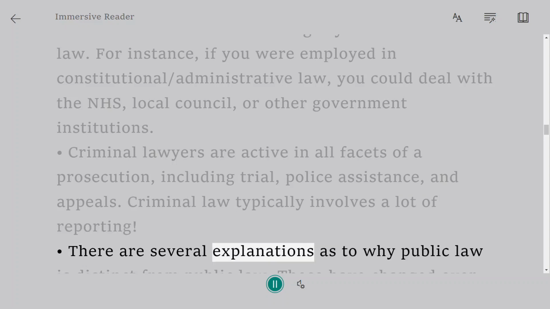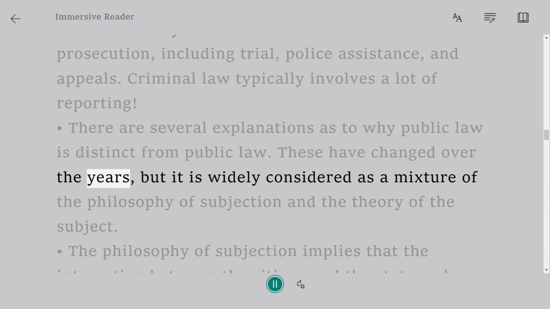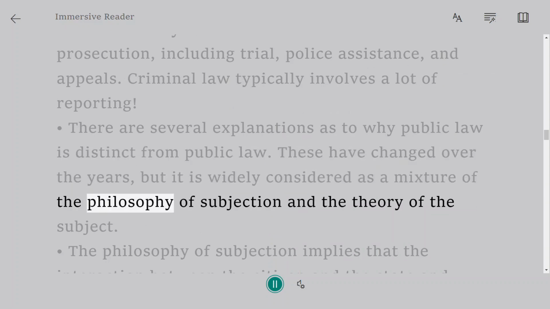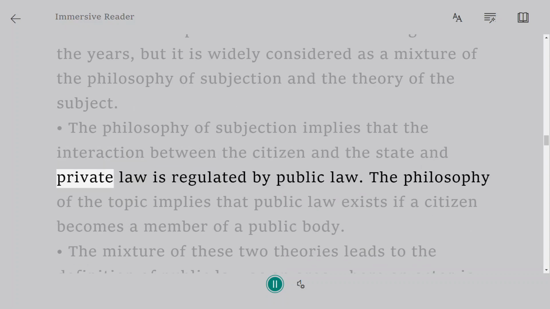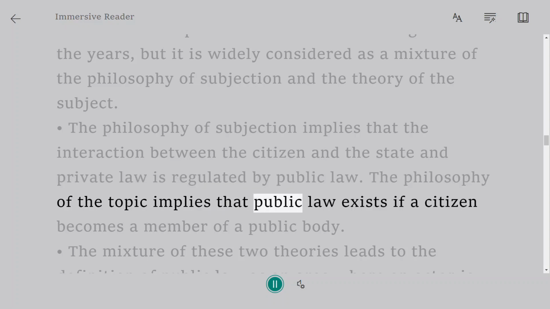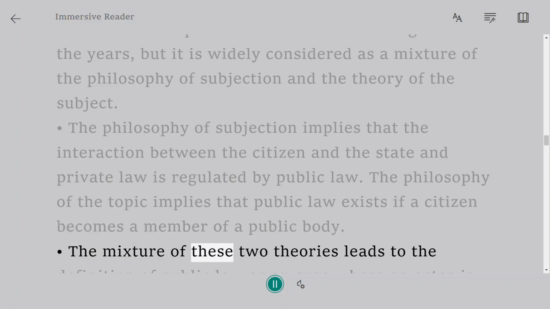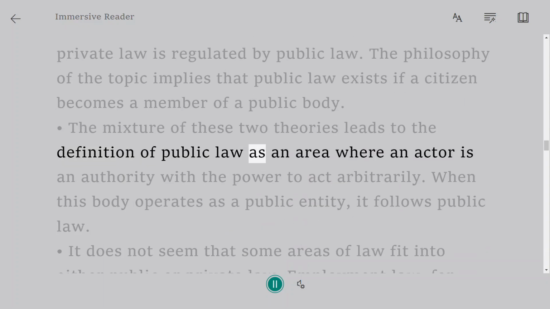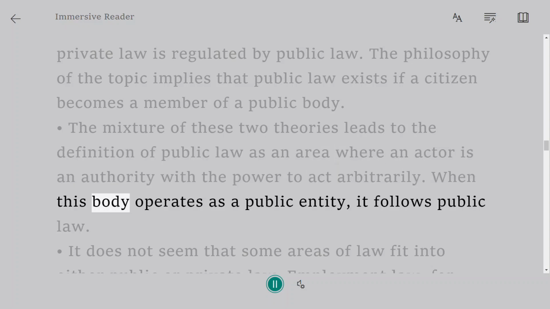There are several explanations as to why public law is distinct from private law. These have changed over the years, but it is widely considered a mixture of the philosophy of subjection and the theory of the subject. The philosophy of subjection implies that the interaction between the citizen and the state and private law is regulated by public law. The theory of the subject implies that public law exists if a citizen becomes a member of a public body. The mixture of these two theories leads to the definition of public law as an area where an actor is an authority with the power to act arbitrarily. When this body operates as a public entity, it follows public law.